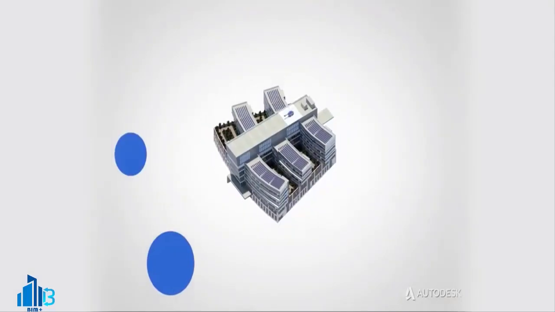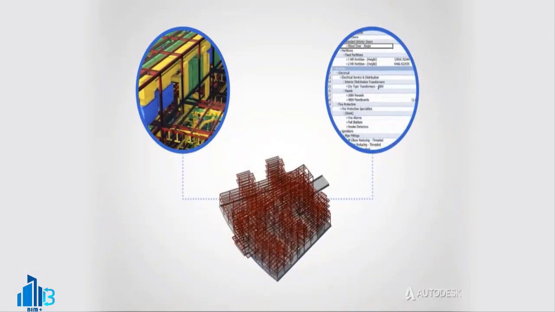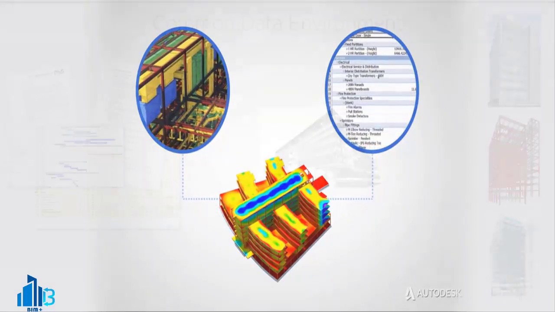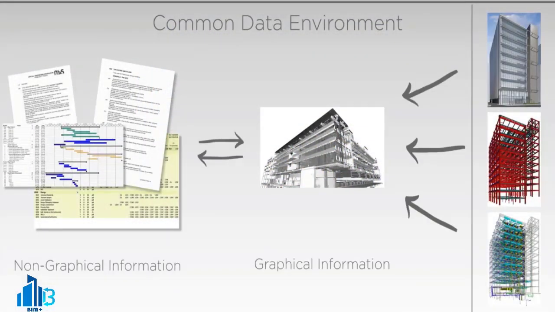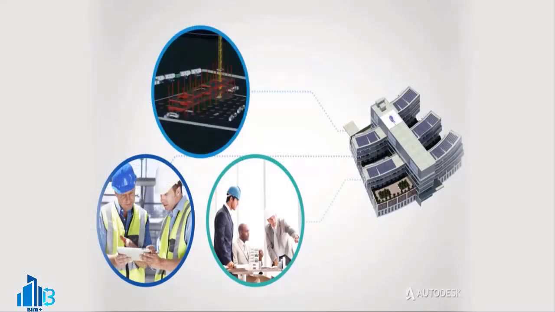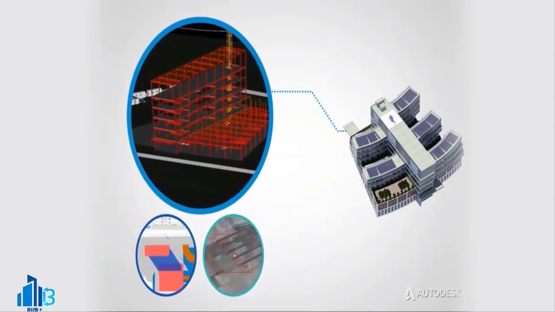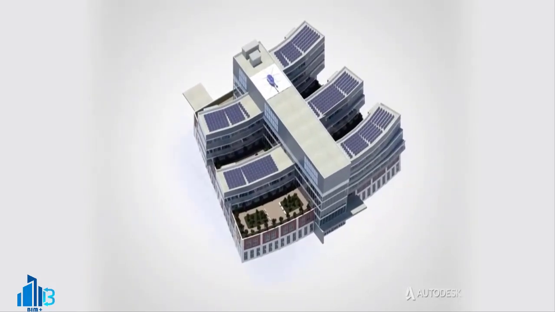BIM is actually a process that consists of an intelligent virtual model containing information and forms different components of the project. This model is connected to all the required information in the planning and construction phase, and they're in communication with each other. This process accompanies the project through its life cycle in all design, construction, operation, and demolition phases.